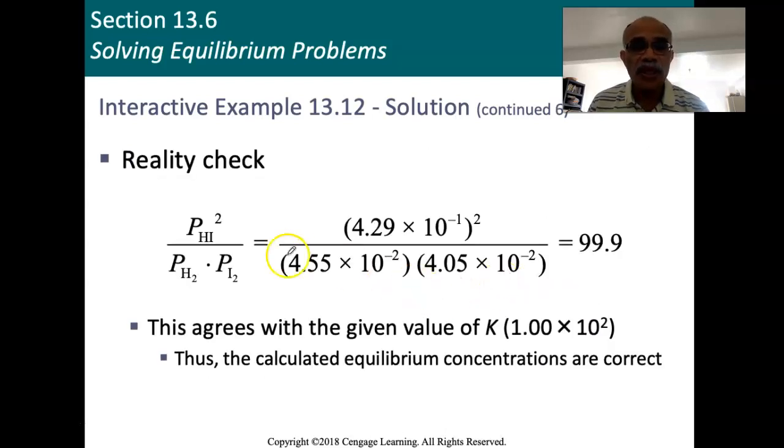So let's do that, and we can evaluate and find the value of K. If you substitute in the pressures at equilibrium, you come to 99.99, which is almost the same as the K value that we were given. So the calculation is correct.